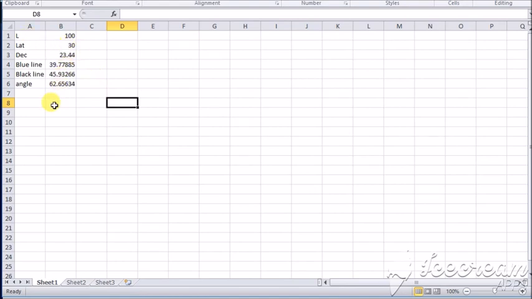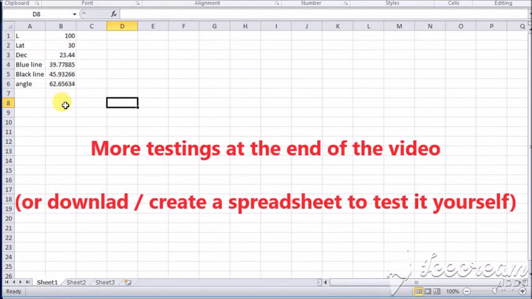Just 4 equations to conclude the sunrise or the star rise angle at any time. And the next episode will be the elevation angle of the star. So see you there.